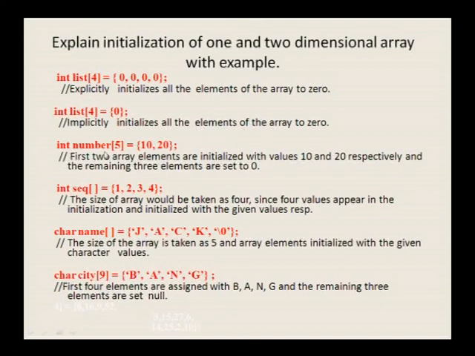And then int num of 5 is equal to 10, 20. That is, we have a 5 element array called num, which is of type integer, and we are assigning only 2 values over here. So, what about the rest 3 values? The rest 3 values automatically are going to be set to 0.